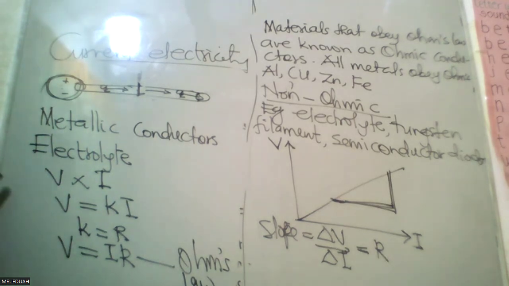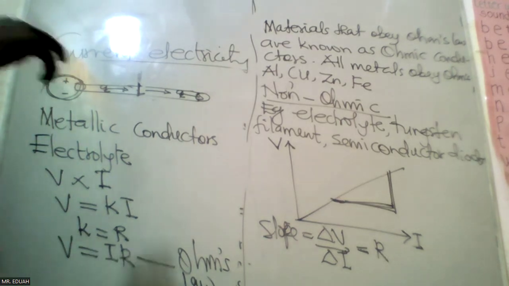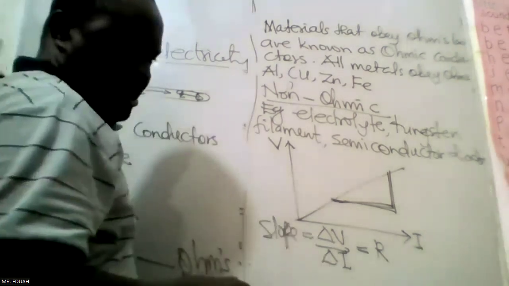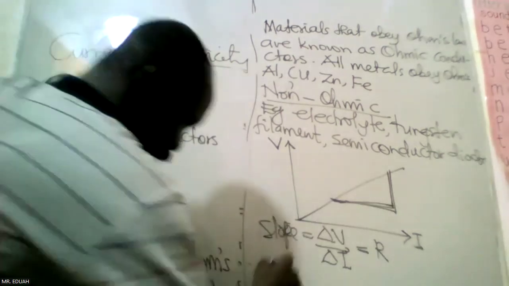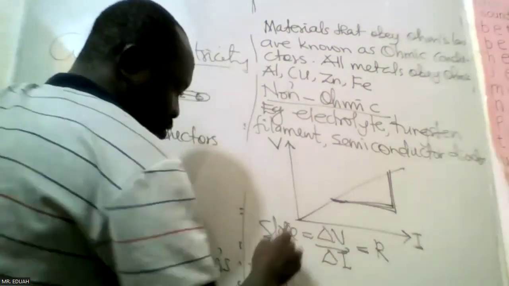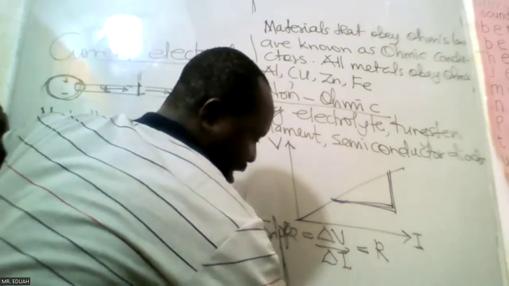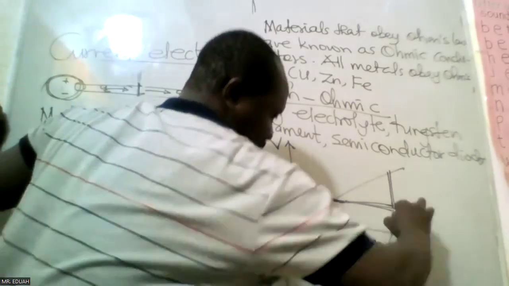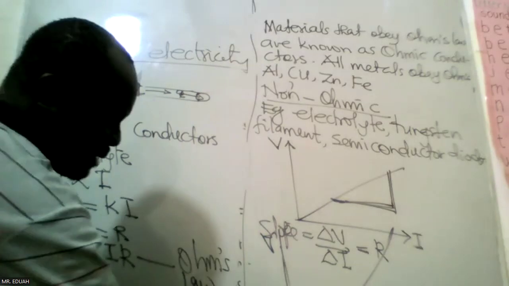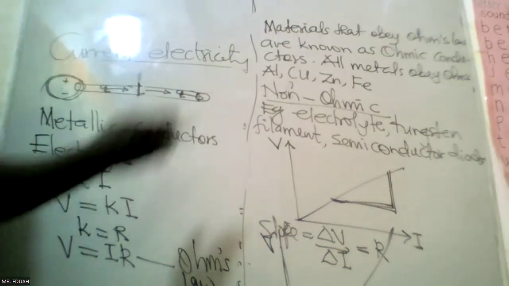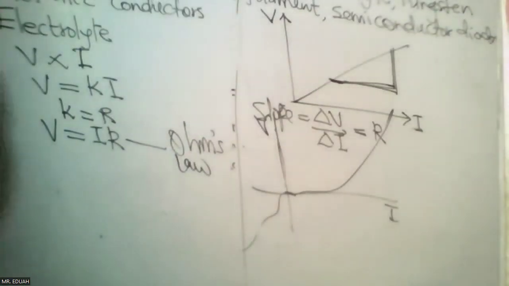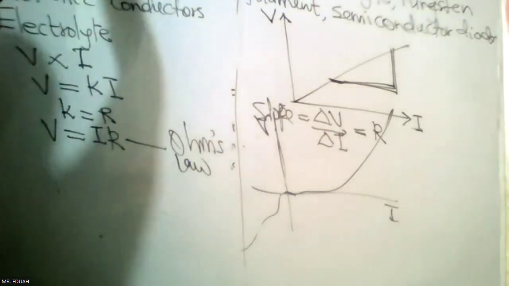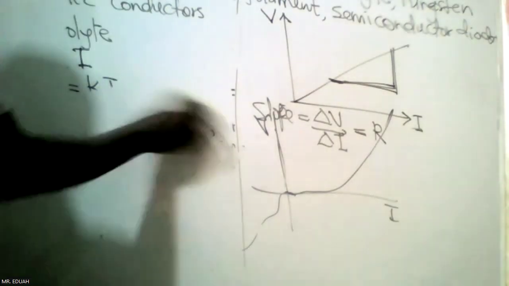So for metallic conductors or ohmic conductors, when you plot their potential difference against current, it is a straight line. For non-ohmic conductors, when you plot V against I, you have a curve like this. That wouldn't give you a straight line, but for ohmic conductors, it's a straight line. All right. Please, any question?